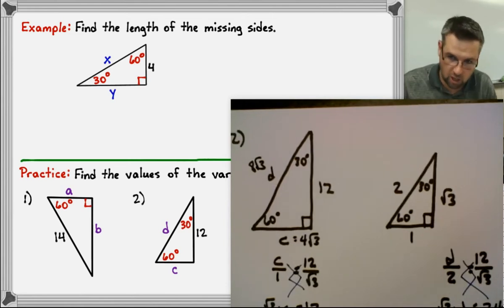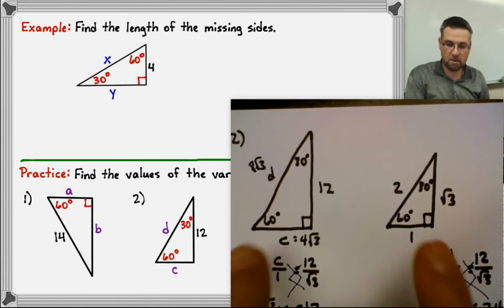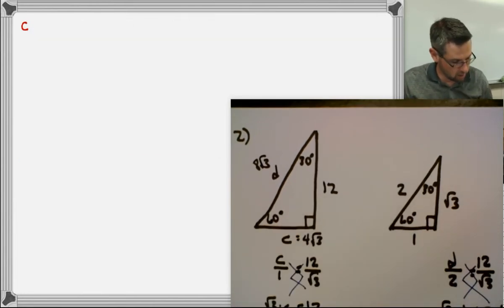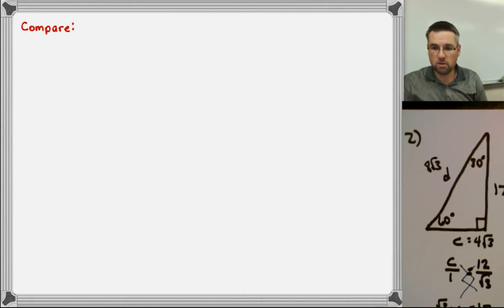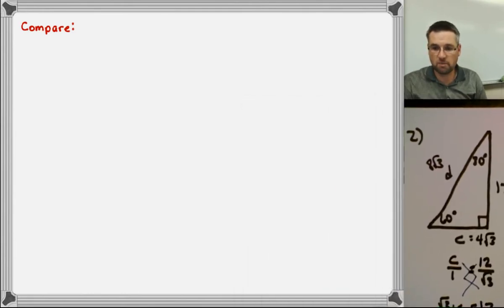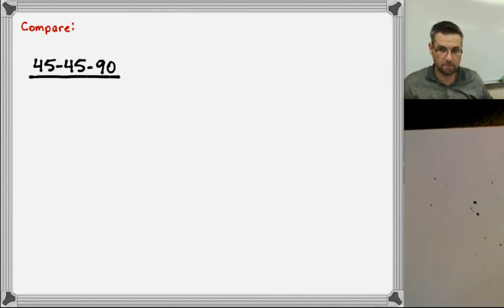Okay, all right, that's how you find the missing side lengths of a 30, 60, 90 triangle. You have to compare it to its parent triangle there. Now, I want to take a step back and I want to compare the two special right triangles that we've talked about so far, right? So far, these are really the only ones, okay?